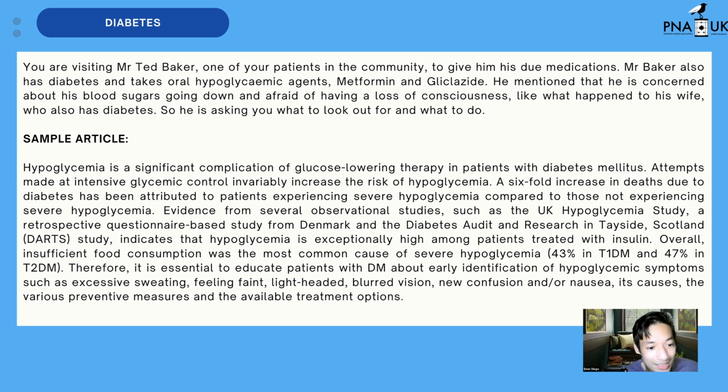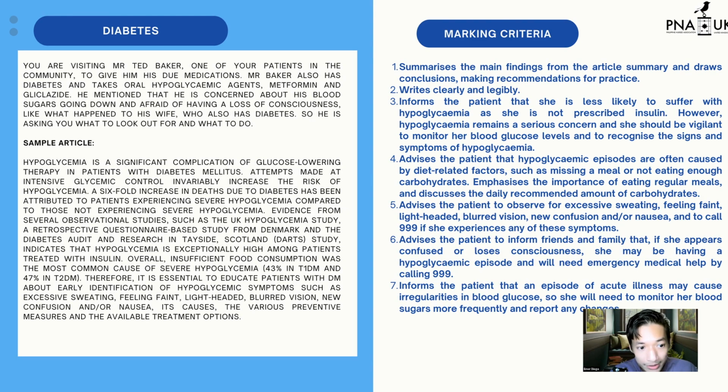So this is an example of your scenario for your diabetes, okay? Let's now head on with the marking criteria and how you are going to actually pass the station. What is required of you to pass the station? Number one on the marking criteria is to summarize the main findings from the article summary and draw conclusions, making recommendations for practice. So you have to summarize the article and make recommendations for practice.